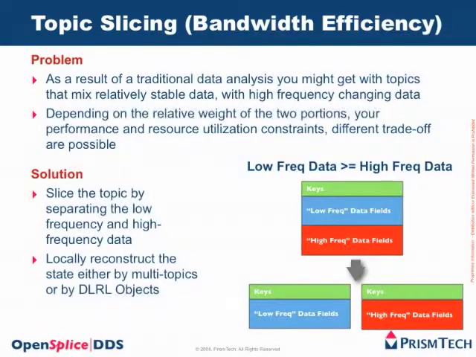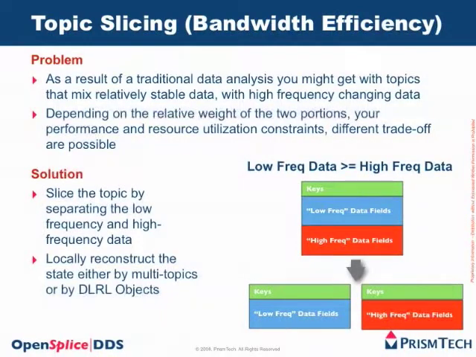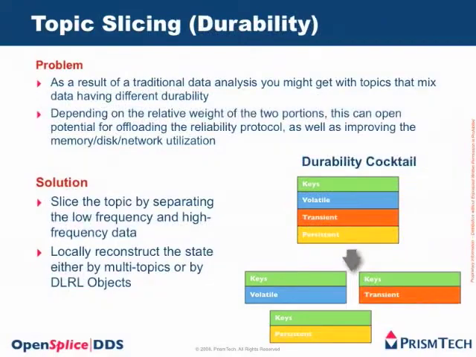So in this case, the solution is to slice the topic, create two topics which share the same keys, and in this way make sure that you are bandwidth efficient, because whenever you update the high frequency data, that won't require you to send around also the low frequency data fields. The challenge is, okay, how can you then reconstruct and have a coherent view of this topic? Well, you can use DDS multi-topics or a DLRL object to do that.